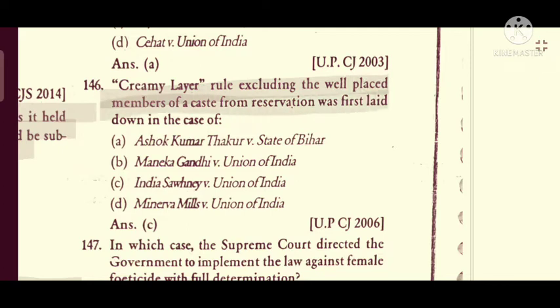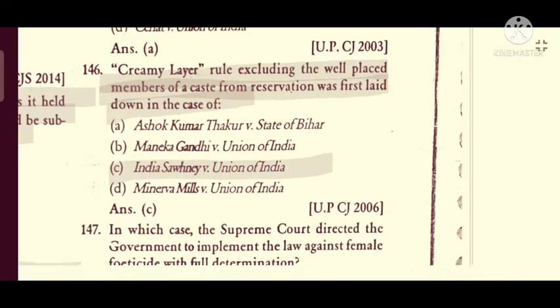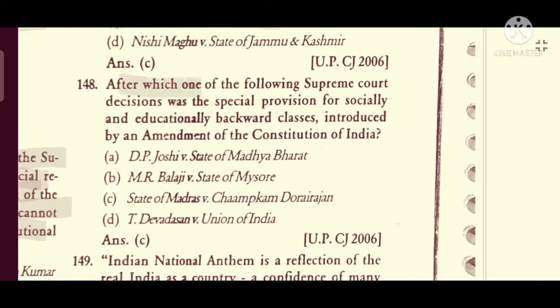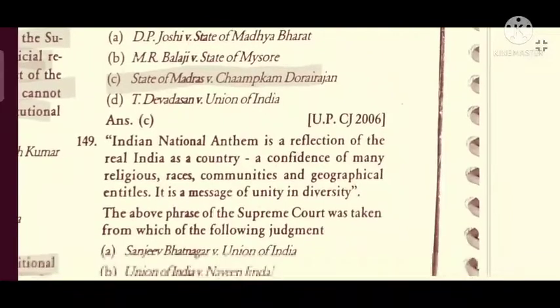The creamy layer rule, excluding well-placed members of the caste from reservation, was first laid down in the case of Indra Sawhney versus Union of India. In which case did the Supreme Court direct the government to implement the law against female foeticide with full determination? CEHAT versus Union of India. After which one of the following Supreme Court decisions was special provision for socially and educationally backward classes introduced by amendment of the Constitution of India? State of Madras versus Champakam Dorairajan.